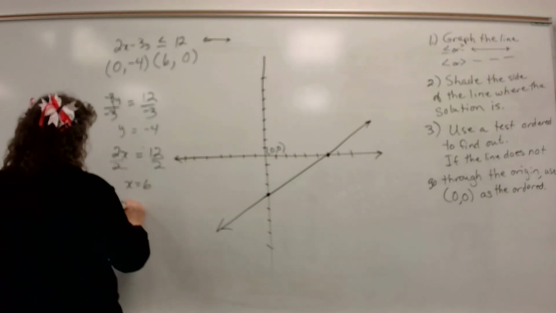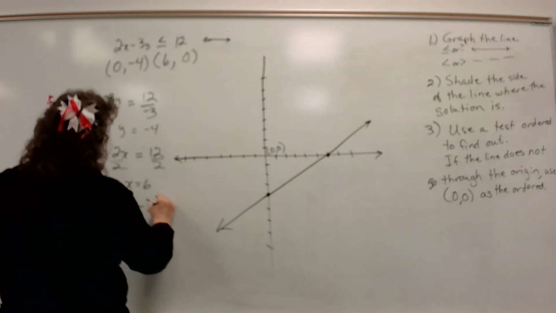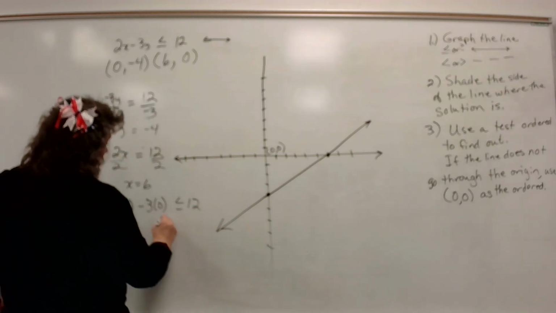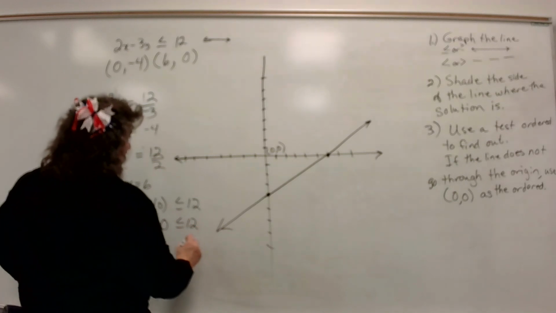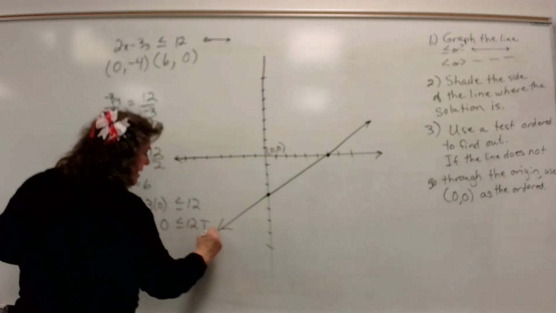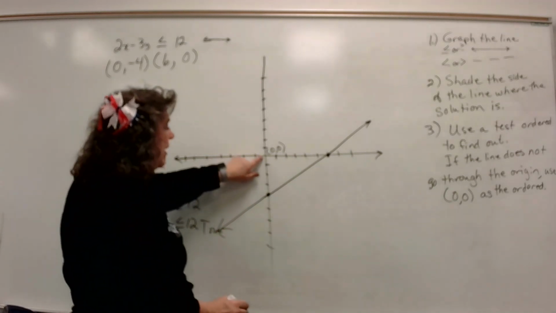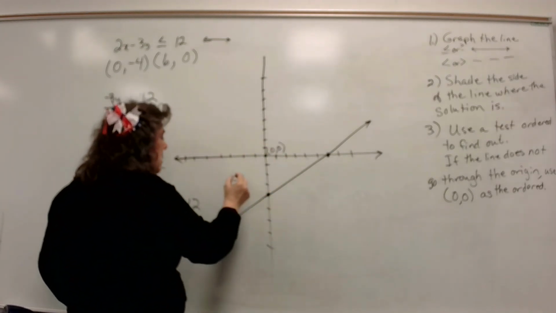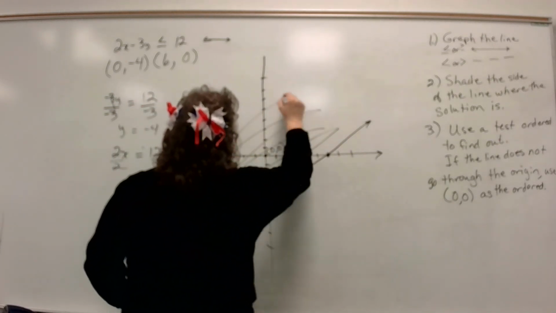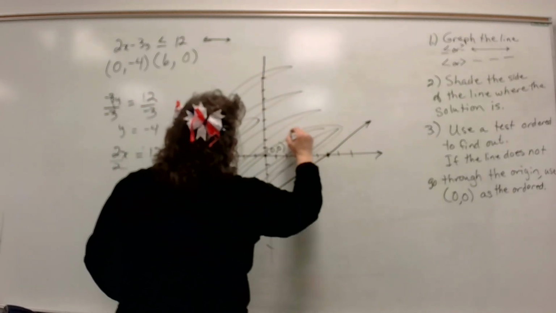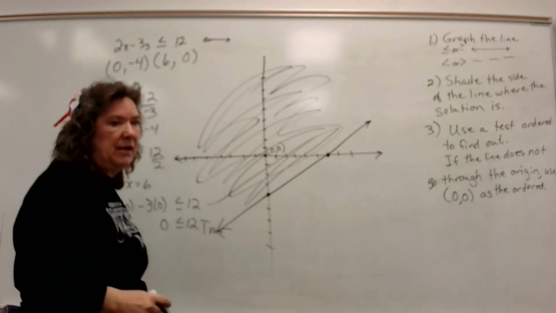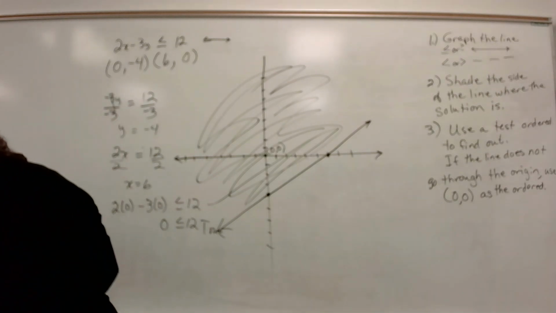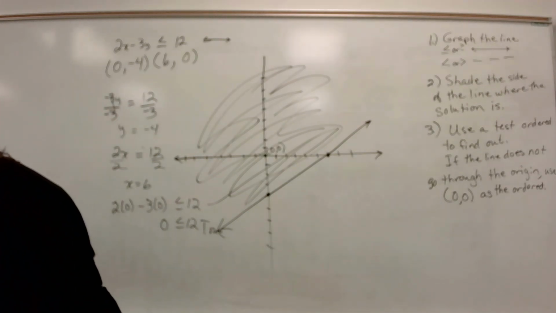So 2 times 0 minus 3 times 0 is less than or equal to 12. Well, that is 0 minus 0 is 0. 0 is less than or equal to 12. Yes, this is a true statement. Therefore, my ordered pair is in my solution, so everything above this line is where your solution lies. So you're going to shade above the line. So you see, it's a very precise process that gets you to this answer.